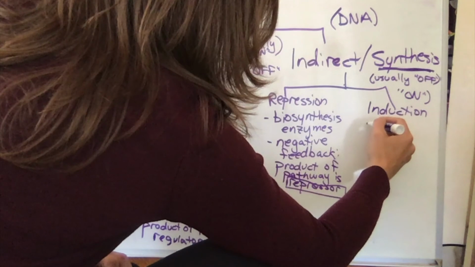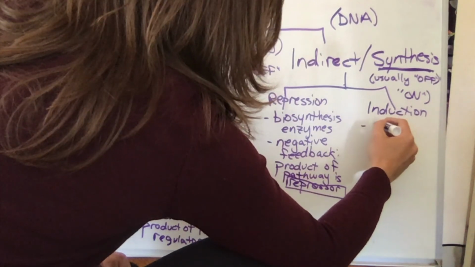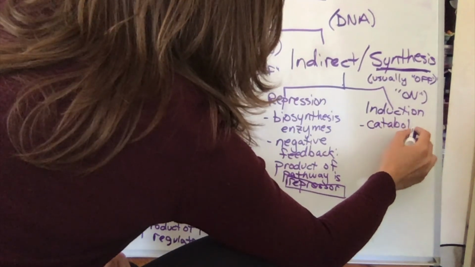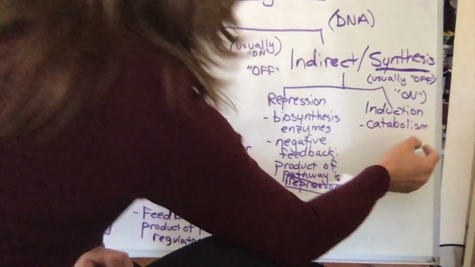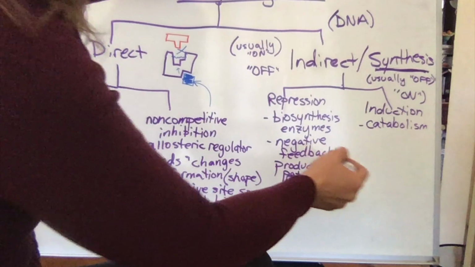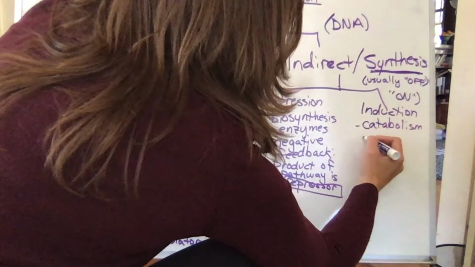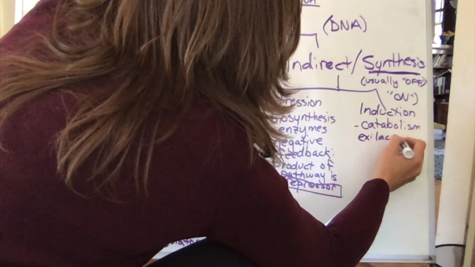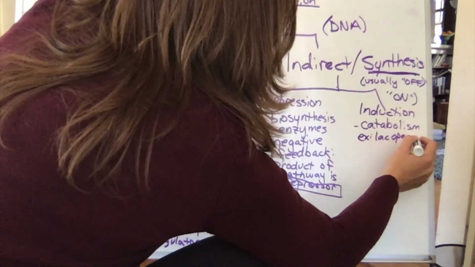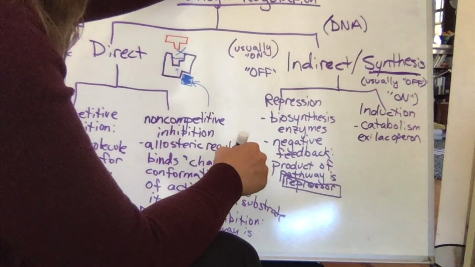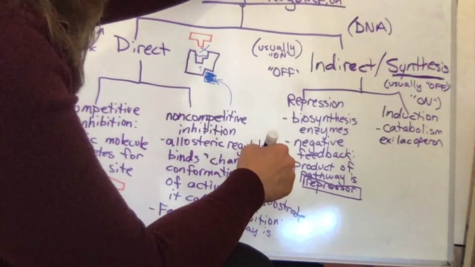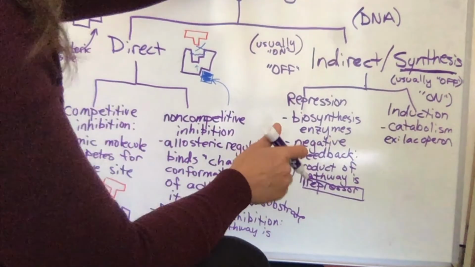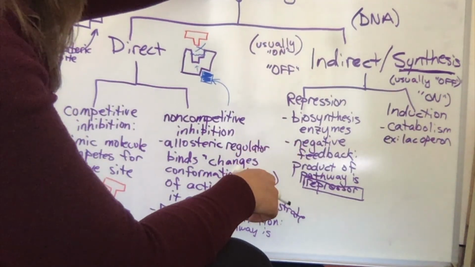These are processes that are involved in catabolic reactions. Catabolism-based enzymes, or breaking things down. A really classic example of this, which we'll look at in detail in the next chapter, is the lac operon, which gives the ability for the cell to use lactose. And these reactions are shut off unless the cell actually needs to use that particular substrate.